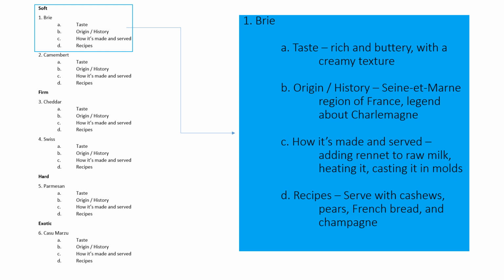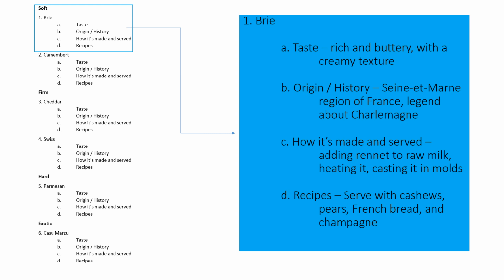For example, my paragraph about brie was going to involve these generic talking points: A, taste; B, origin and history; C, how it's made and served; and D, recipes. But as I continue to elaborate my outline, I can take those individual talking points and fill them in with information from my research that specifically relates to the cheese brie.